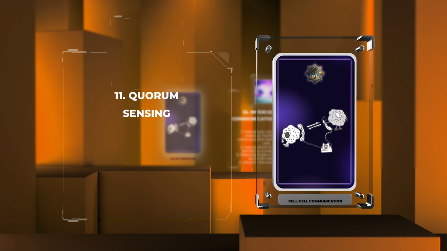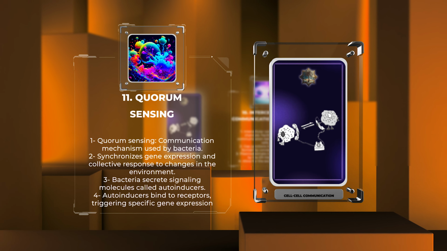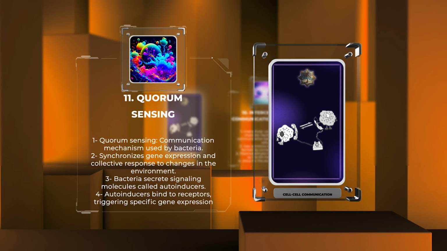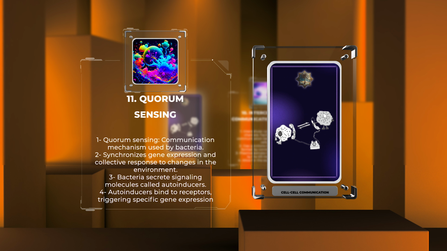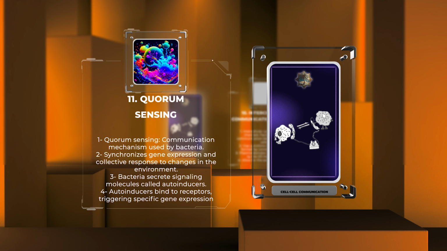Quorum sensing is a communication mechanism used by bacteria to coordinate group behavior based on population density. It allows bacteria to synchronize gene expression and collectively respond to changes in the environment. In quorum sensing, bacteria secrete signaling molecules called autoinducers. As the population density increases, the concentration of autoinducers also increases. Once a threshold concentration is reached, the autoinducers bind to receptors, triggering specific gene expression patterns and physiological responses.